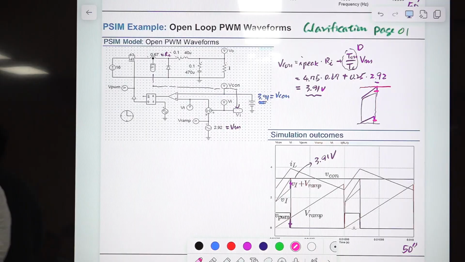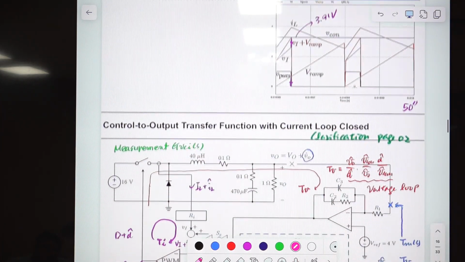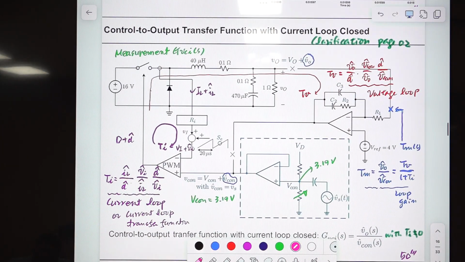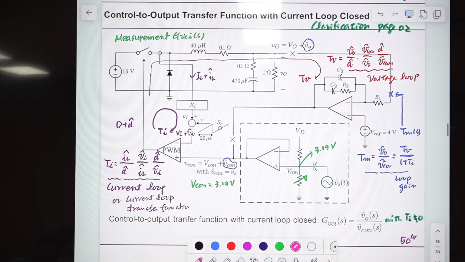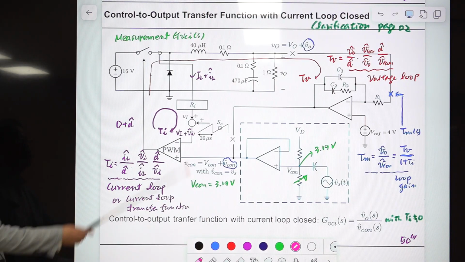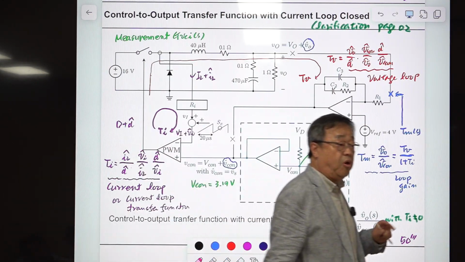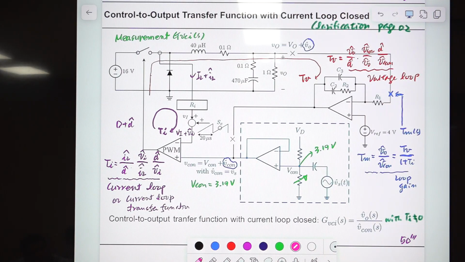Last time we evaluated this in the beginning of this lecture, or previous lecture, I don't remember, but somehow when I was explaining this circuit diagram, this is the setup to measure the control to output transfer function with the current loop closed. This concept is very important.